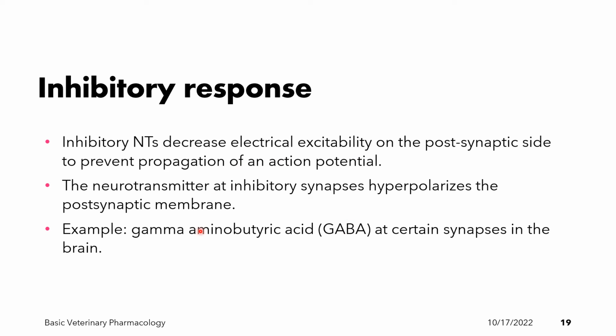An example of this is gamma-aminobutyric acid, or GABA. GABA is considered to be a major neurotransmitter in the central nervous system, and it induces an inhibitory response.